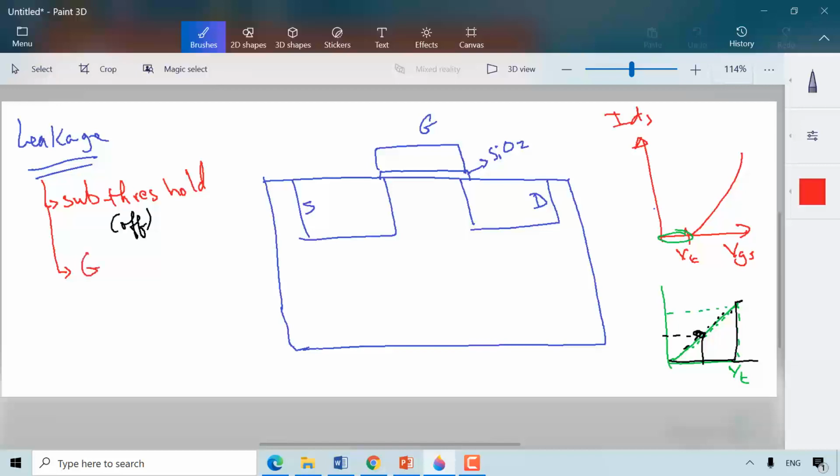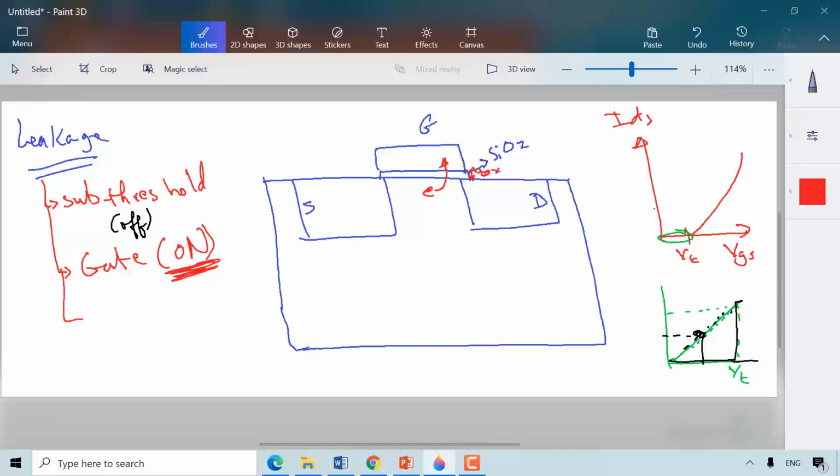Then we have the gate leakage, and this occurs basically when the device is on. Because of the high electrical field in recent processes, the thickness of the oxide, which is TOX, is becoming smaller and smaller, and electrons gain energy, and it becomes easier for them to penetrate this isolating area and go to the gate. So there is this tiny leakage that occurs when the device is on, and that is called gate leakage.